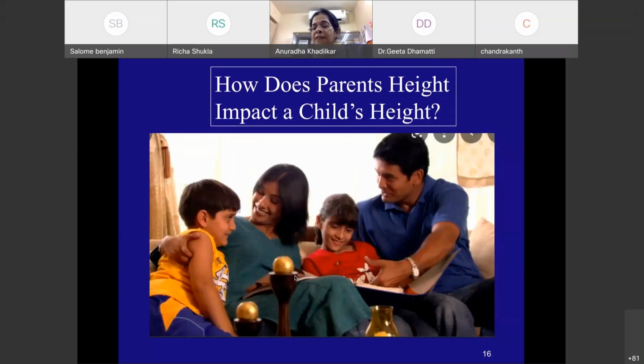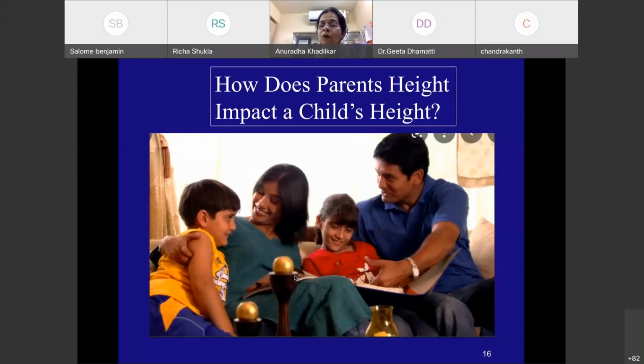But what happens is within the first 2 years, the children tend to realign. They realign to what their genetic potential is going to be. So that is one time in a child's life when the child actually crosses centiles and it may still be normal.